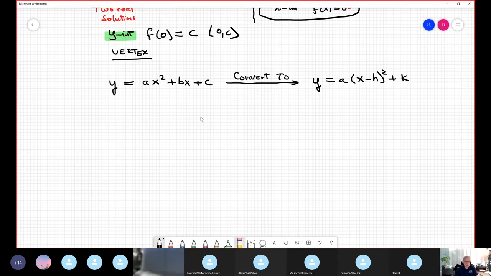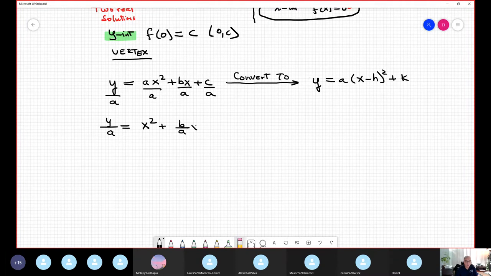Okay, but let's do it a little bit different way. You take the original, and I want to apply completing the square, but to apply it, we need the coefficient here to be one, not a. But actually, in my problem it is a. So you divide the whole thing by a, because I want to artificially get the coefficient in front of x squared to be one. So y over a is equal to x squared plus b over a x plus something, the completed square.